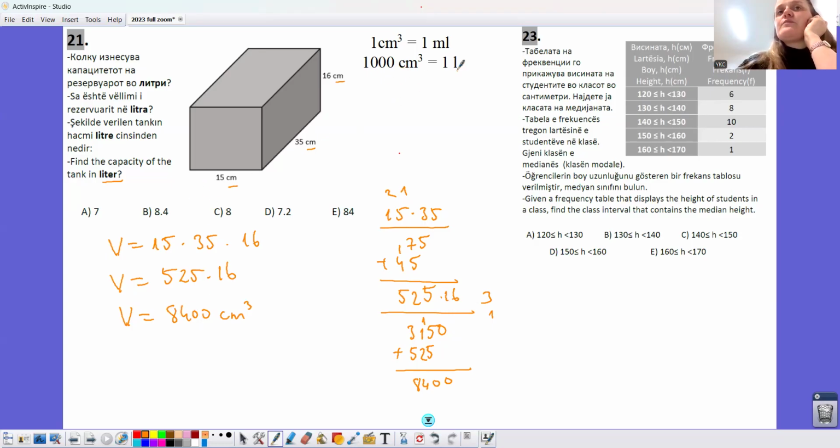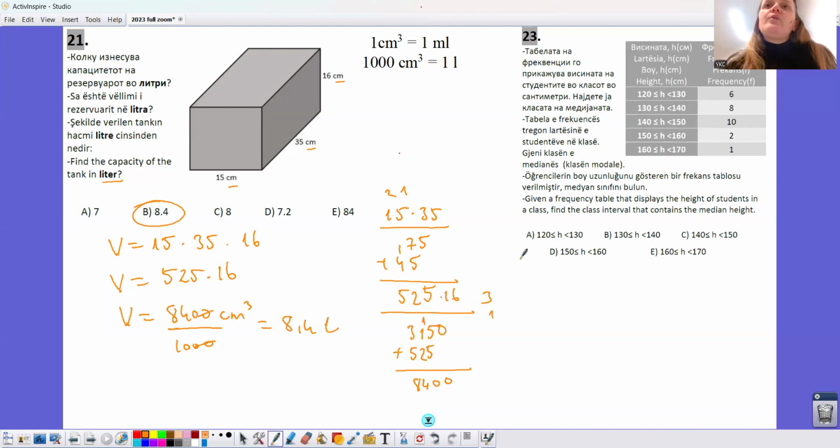What we said is that 1 liter is 1,000 centimeter cube. So I'm dividing this by 1,000. These two zeros will cancel each other. 84 over 10 will be 8.4 liters, which is B.